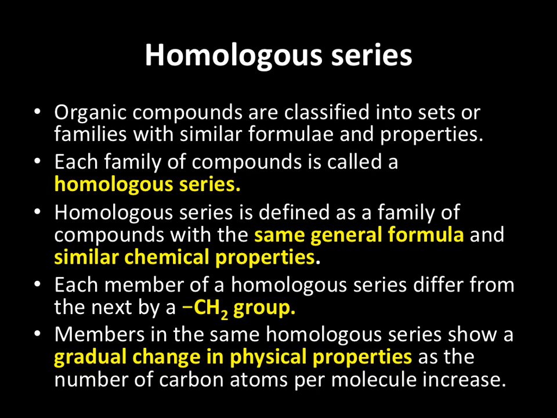Now, organic compounds are classified into families known as the homologous series. Homologous series is defined as a family of compounds with the same general formula, and they exhibit similar chemical properties. And each member of a homologous series would differ from the next by a CH2 group.